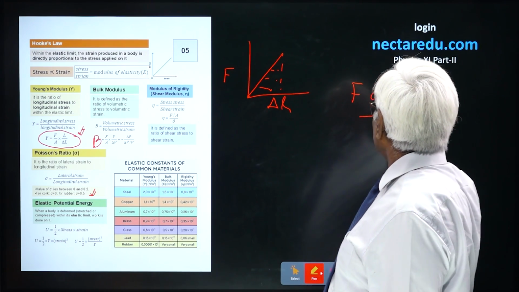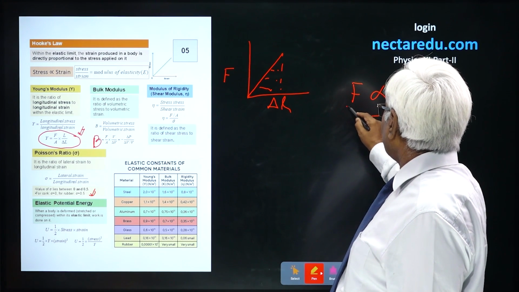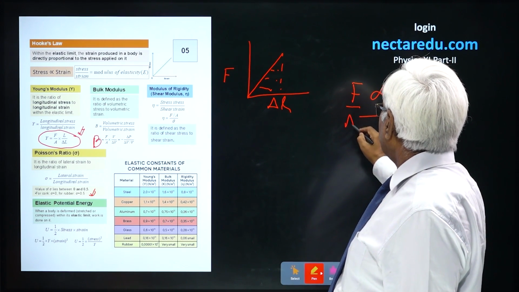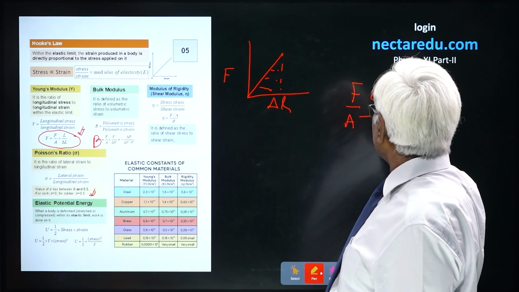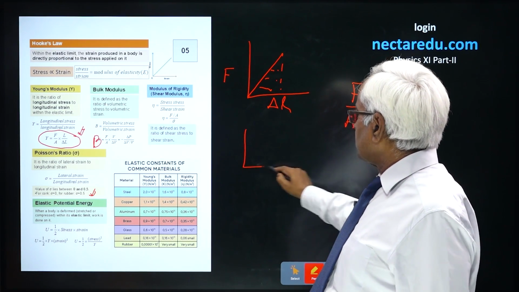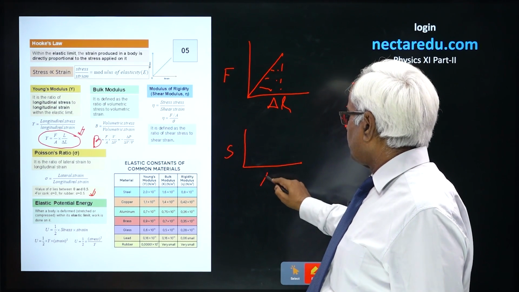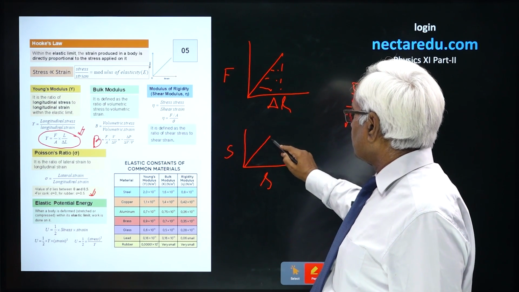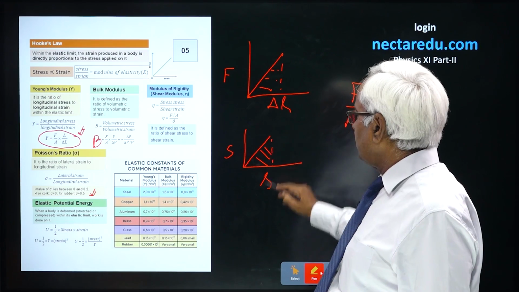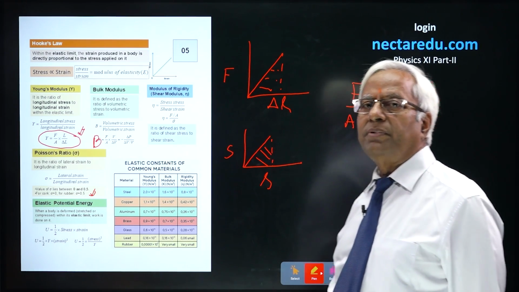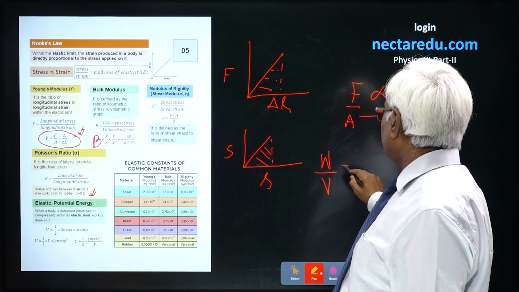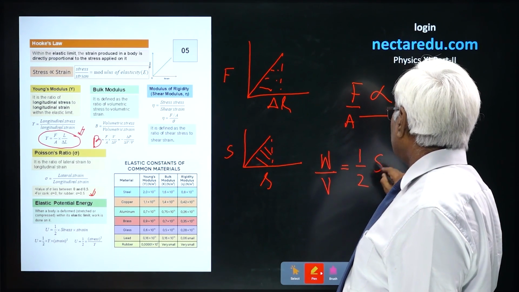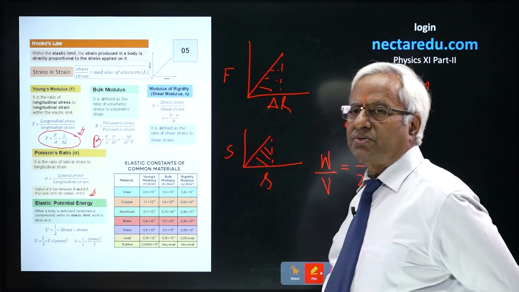When you say force is proportional to extension, you divide it by area, you divide it by length. This is stress, this is strain. Stress is proportional to strain. This again is going to be a straight line. This area will be equal to work done per unit volume. Work done per unit volume is half stress into strain.